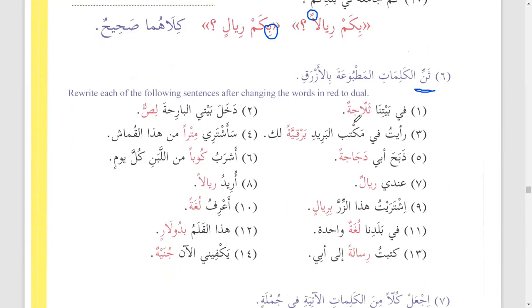Okay, fi baytina thallajatun. In our house, there are two refrigerators or freezers. Yes, that's right. There are two freezers in our house. في بيتنا ثلاجتان. Yes, في بيتنا ثلاجتان. There are two freezers in our house. ثلاجتان.